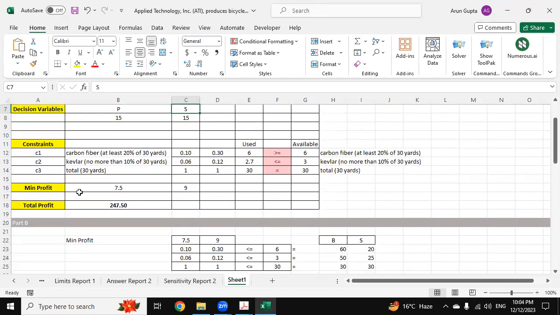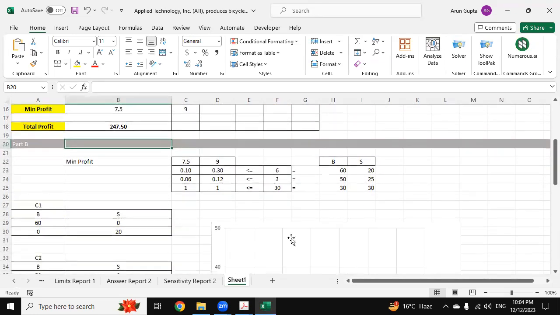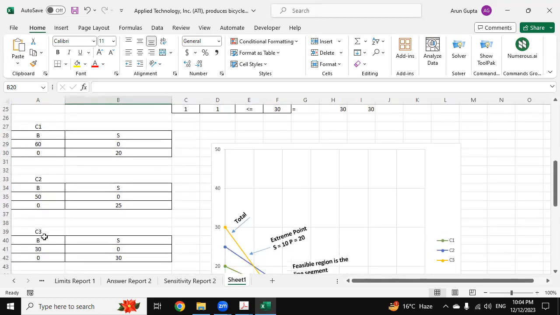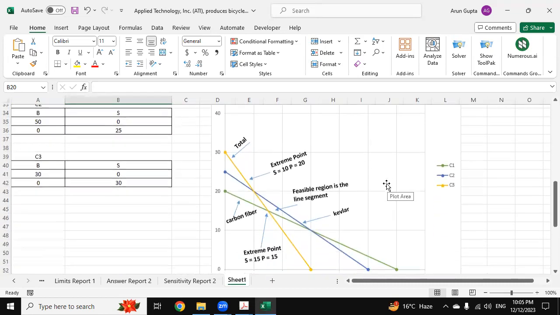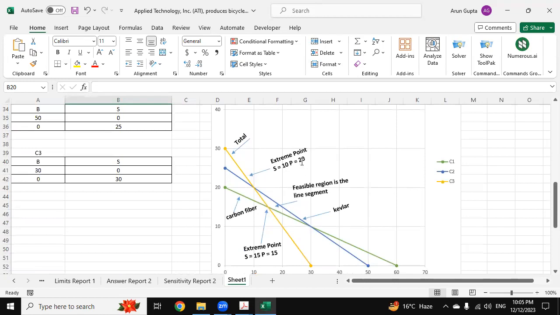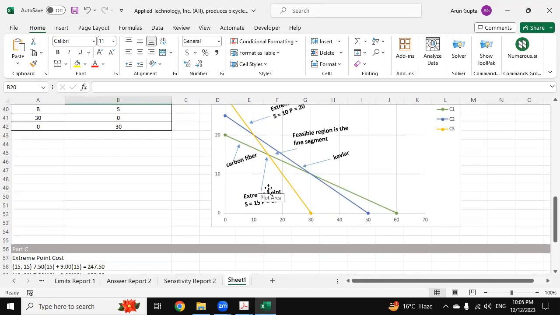After that, we have the minimum cost with 7.5 and 9. And then this is the final solution we have arrived at. So here, this is arrived at by using Excel Solver and some Excel formulas. And here, this is part B. These are all the constraint variables, and upon using this, these are all the constraints C1, C2, and C3. And we have plotted a graph using Excel. So here, this is the total value, and then these are the extreme points. This is the feasible region here, and this is the extreme point. This is the carbon fiber.